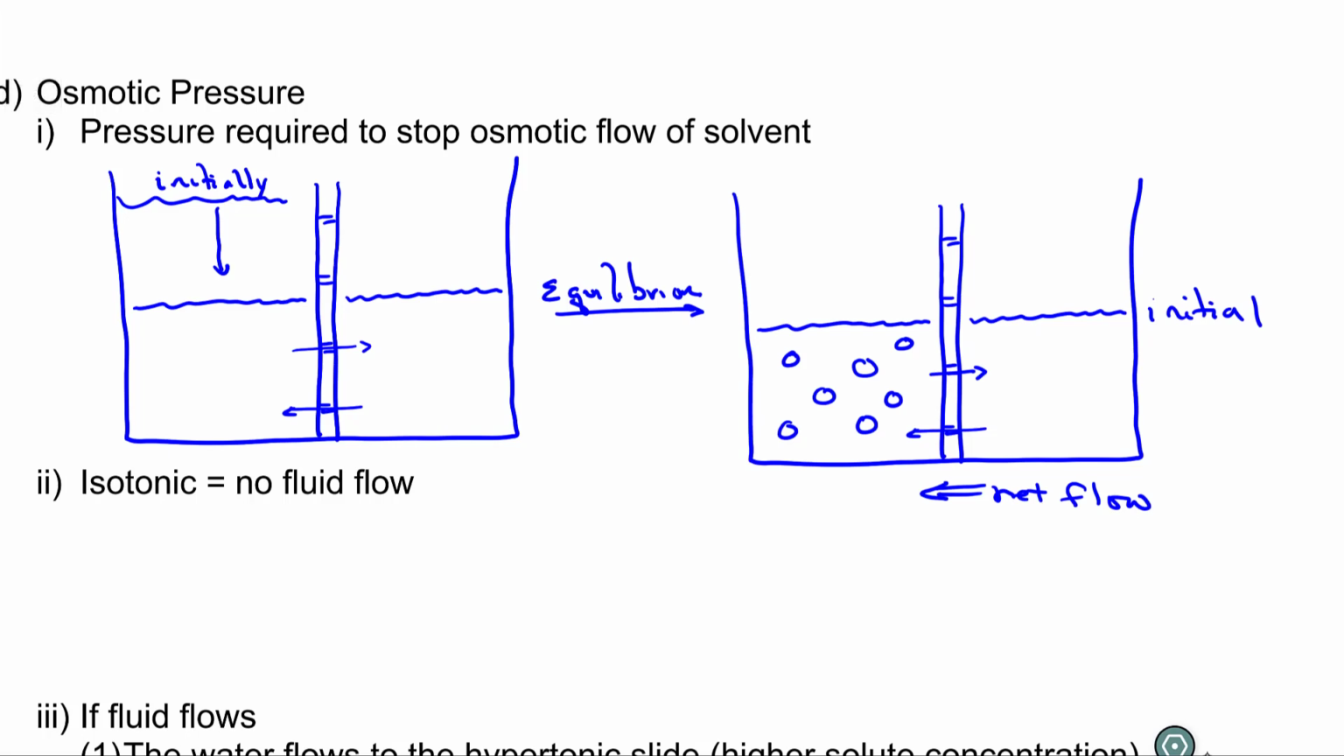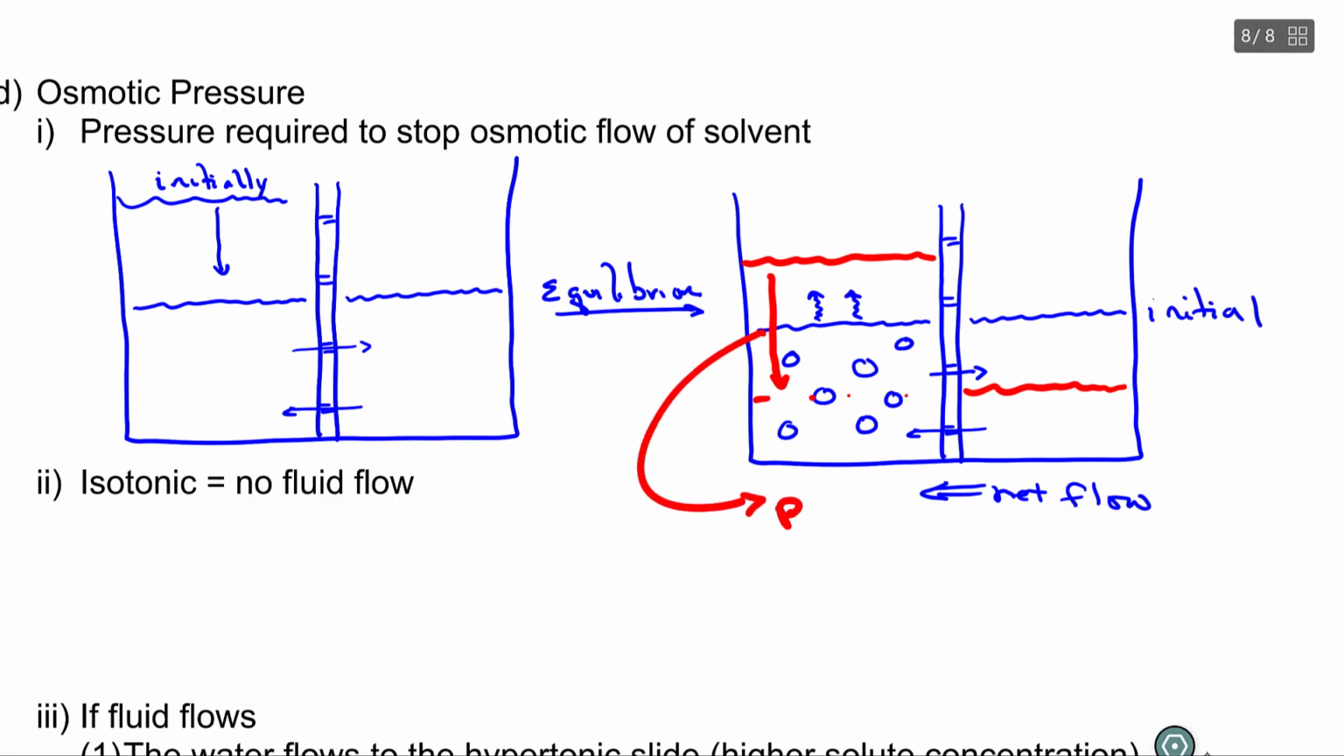So because I have a net flow to the left, this level will rise, and the levels will be different, and I'll use a red pen to indicate that, like this. And what stops the flow of water? What stops the flow of the water is the pressure above that level there. When you have water like this, the pressure stops the flow. And that pressure is what we call the osmotic pressure.